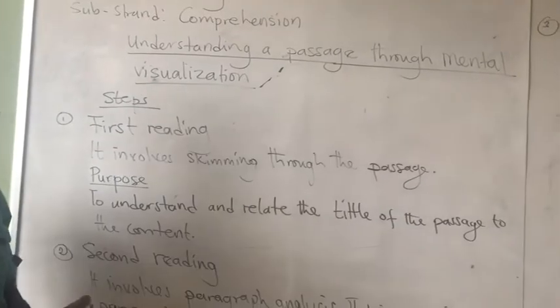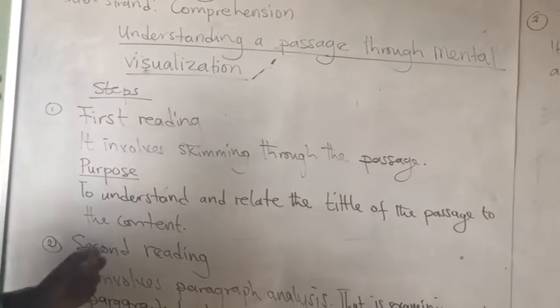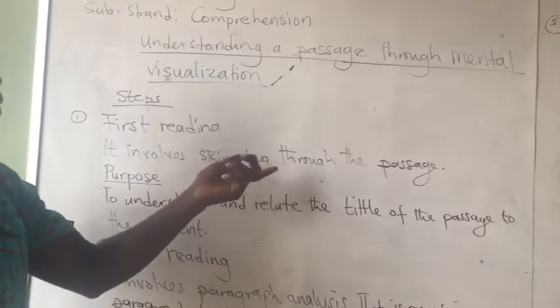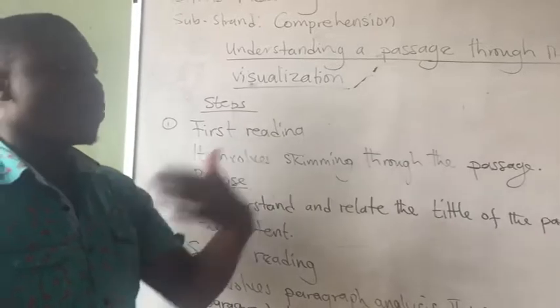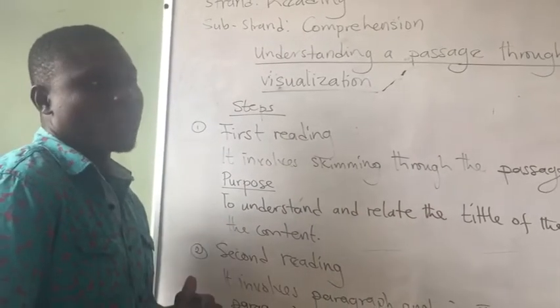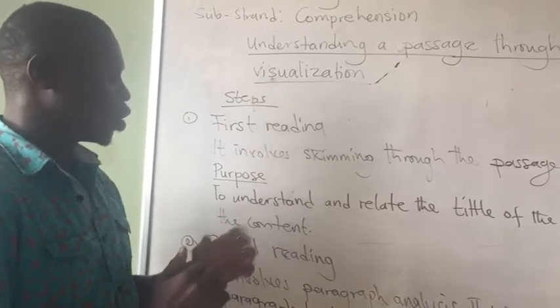Let's look at the first step. Step 1 is known as first reading. So you must take a first reading. Now, in the first reading, you do what we call skimming. Skimming is you just have to read through the passage a little bit quicker without paying attention to the meaning of words you don't know or the pronunciation of difficult words. No, you just do that.